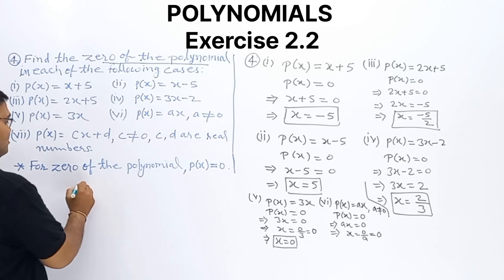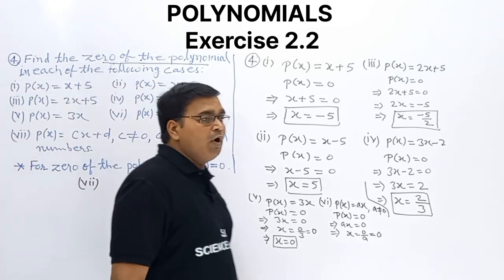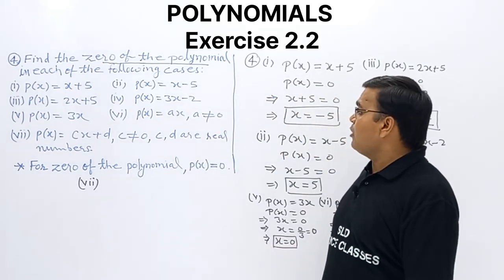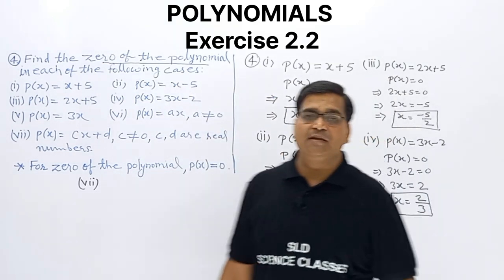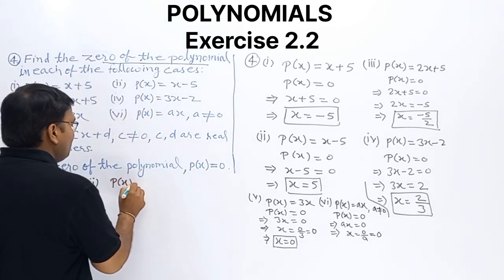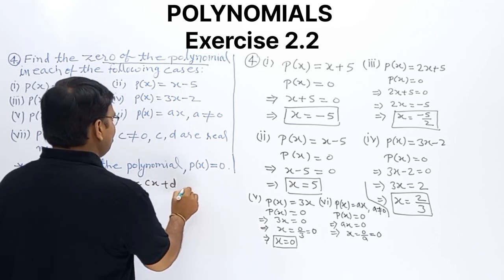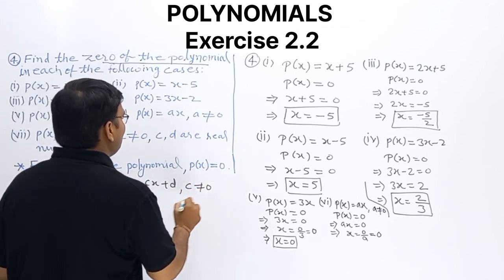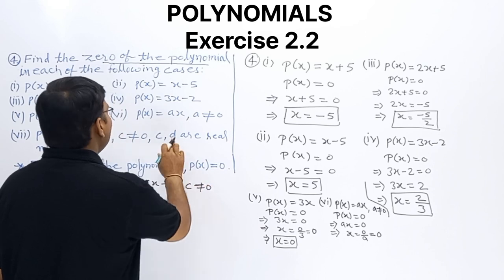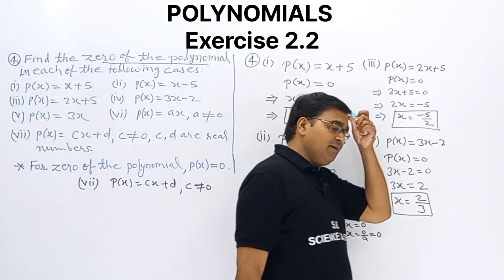Now last question we are having. Question number 7th one. What about this one? Observe carefully. P of x equal to cx plus d. There is also one condition. C should not be equal to 0. C and d are real numbers.